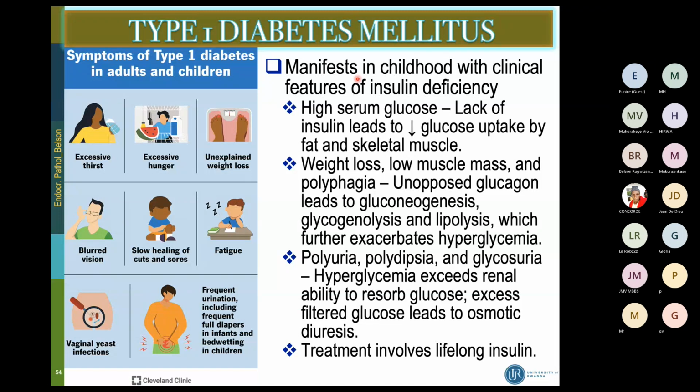So in childhood, the type 1, as I said, it manifests in childhood, while the type 2 manifests usually during adulthood. So there are features of insulin deficiency, high serum glucose, and we have explained this, weight loss, low muscle, and so on. So unopposed glucagon leads to gluconeogenesis. So glucagon yo irakomeza igakora izindi glucose ikuye muri glycogen, lead to gluconeogenesis, glycogenolysis, and lipolysis.